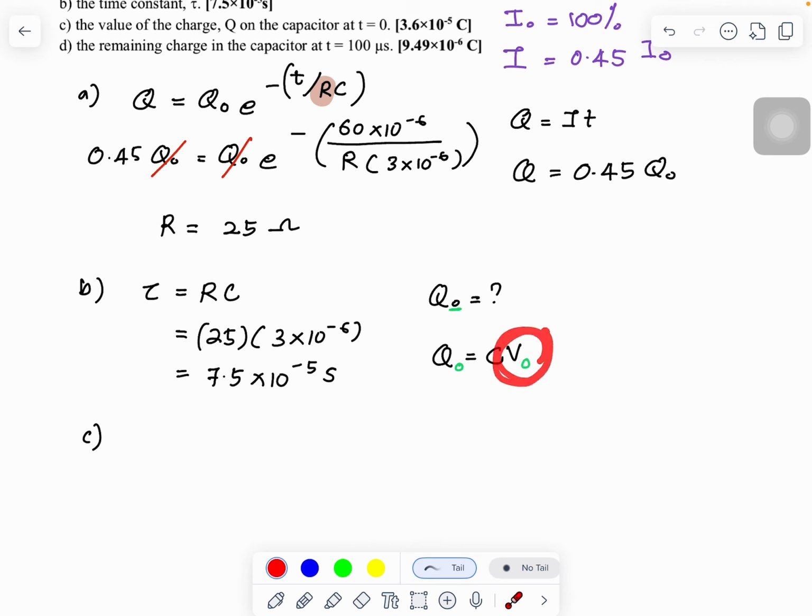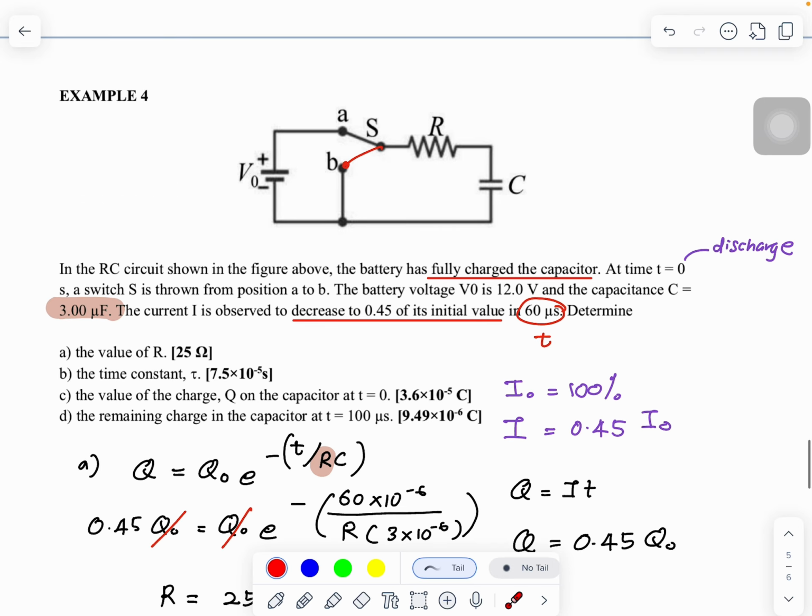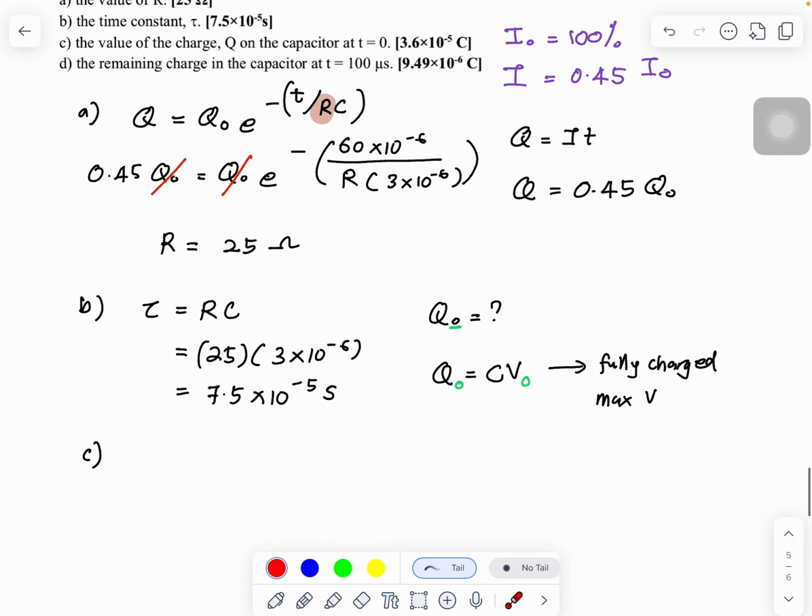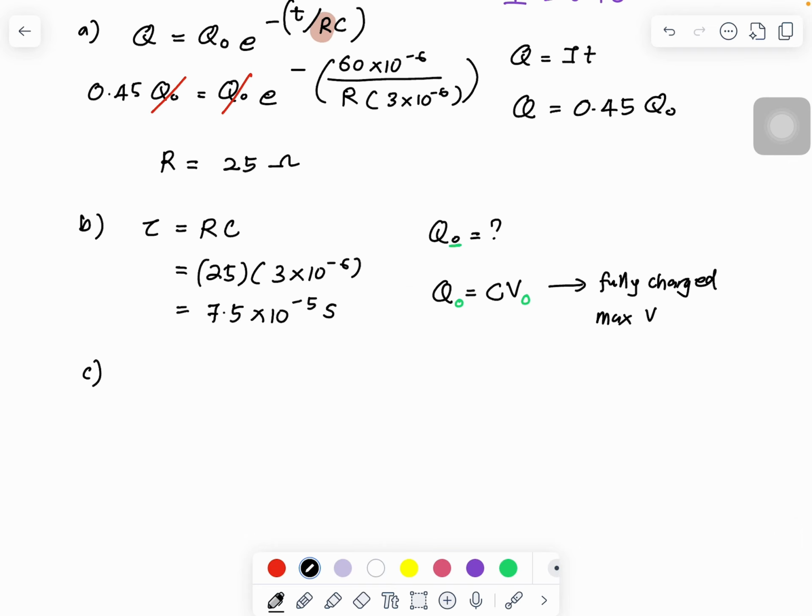So remember, during the charging and discharging process, voltage dia akan berubah. That's why it's important for us to label V naught, sebab kita perlukan V naught yang asal, yang initial. So what is the V naught initial? V naught initial is when it is fully charged, right? So bila dia fully charged, dia punya voltage akan jadi yang paling maksimum, which is based on the battery. So battery dia adalah 12 volt. Itulah maximum voltage dia, which is also the initial voltage.